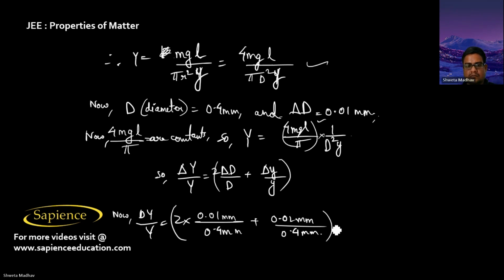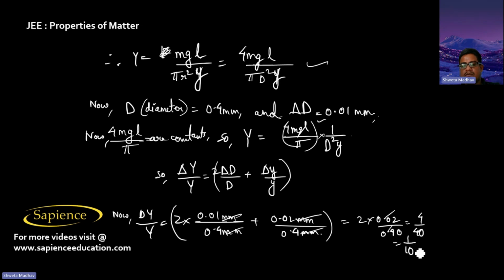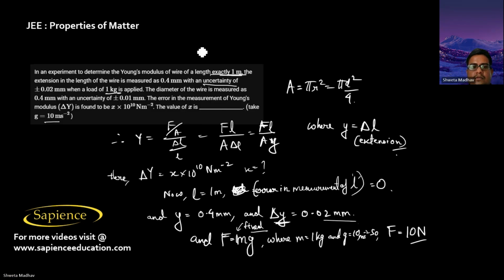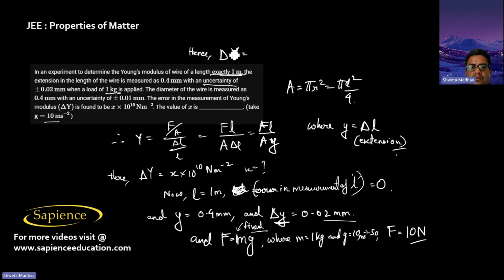So hence, the millimeters will get cancelled. This is equal to 2 into 0.02 by 0.4, which is 4 by 40, that is 1 by 10. So hence we can say the absolute error in the measurement of the Young's modulus, ΔY by Y, is 1 by 10 into Y.